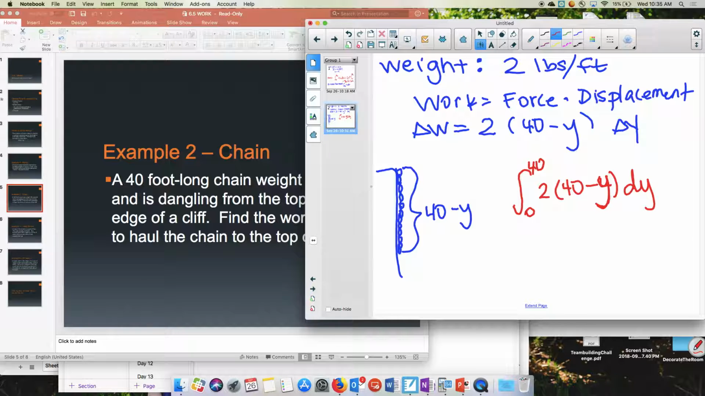2 is how many pounds per foot our chain weighs. So if 40 feet is dangling off, it's 80 pounds that we are lifting at that particular moment in time. If we've gotten half of it in, and there's 20 feet left, 20 times 2, there's 40 pounds of weight hanging off the ledge. If there's only 2 feet dangling, we have 4 pounds of chain. Are you with me?